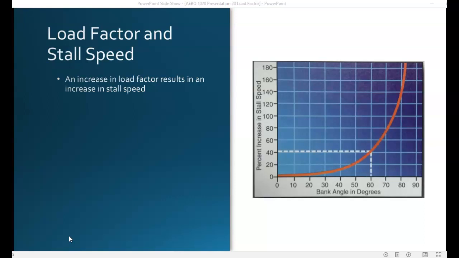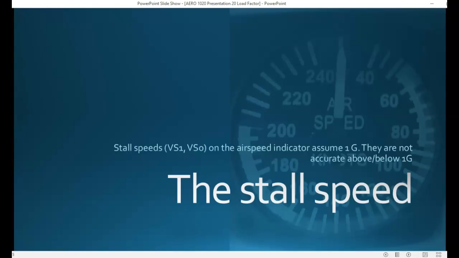The published stall speeds for an aircraft of VSO and VS1 assume straight and level flight with a load factor of 1G. If an aircraft is banked and the load factor is increased, the stall speed is increased as well. In the graph on the right, you can see that a 60-degree bank will result in a 40% increase in the stall speed. So if the stall speed of VSO is 50 knots, in a 60-degree bank, stall speed would be 70 knots. So again, remember, the published stall speeds for an aircraft, VS1 and VSO, assume 1G flight. It's not accurate above 1G.